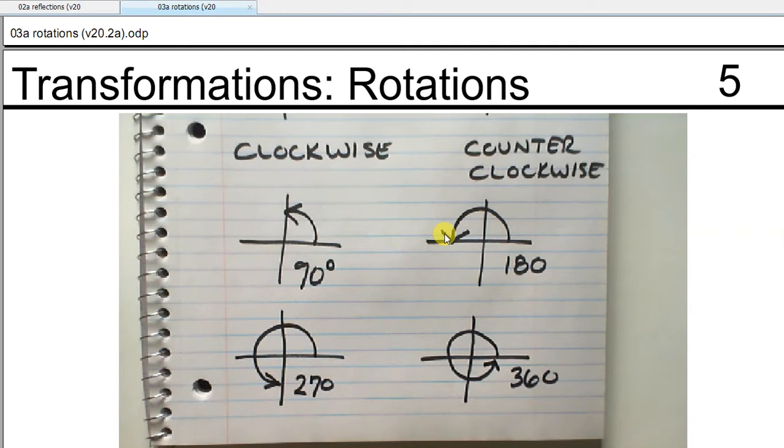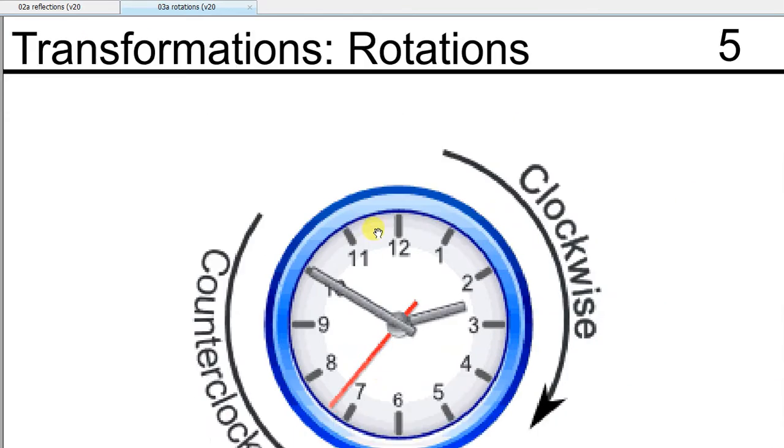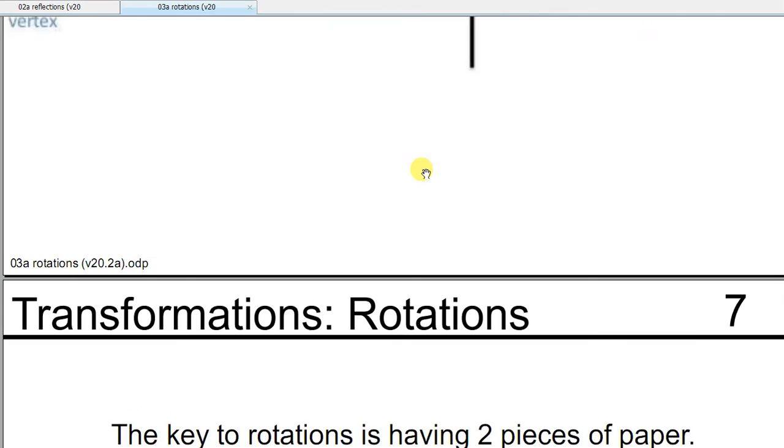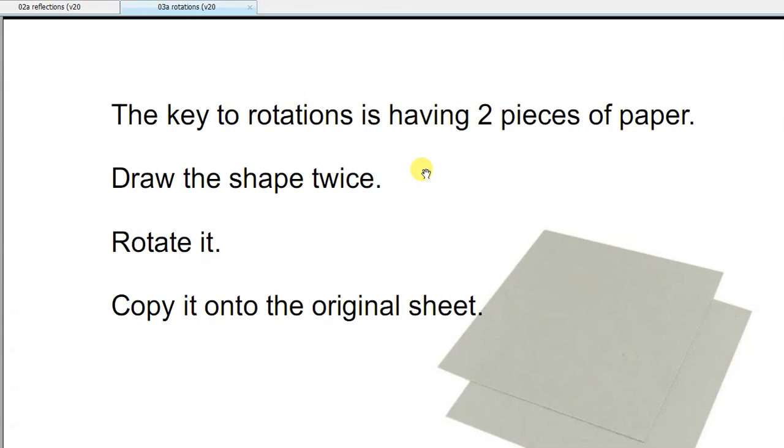So we're going to be rotating things today, like 90, 180, 270. A 360 rotation isn't really done because you just end up with the exact same image again. Clockwise, counterclockwise, 90s, 180s, 270s, 360s. The key to rotations is having two pieces of paper. You're going to draw the shape twice, and then you're going to rotate one of the pieces of paper, and then you're going to copy it onto the original sheet.